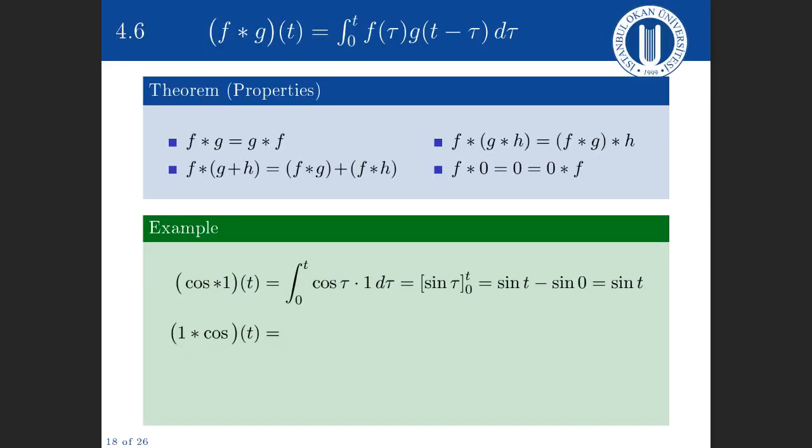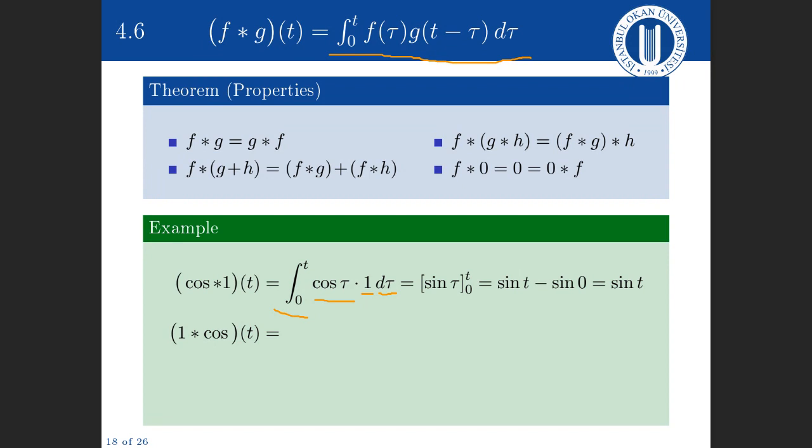For example, let's do cos convoluted with 1. The definition is at the top. That's the integral between 0 and t, first function as a function of tau, and then second function as a function of t minus tau, d tau. Integral of cos is sine. We get sine of t minus sine of 0, but sine of 0 is 0, so that's just sine of t.